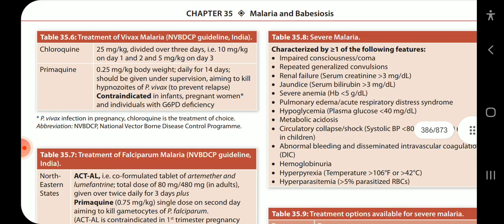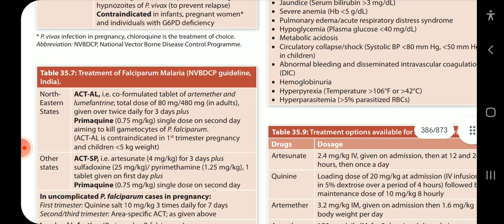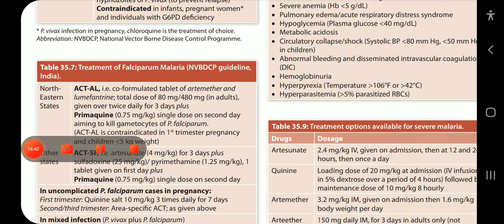Now, in this table, we see the treatment of vivax malaria. Chloroquine 25 mg per kg divided over 3 days, that is 10 mg per kg on day 1 and 2 and 5 mg per kg on day 3. Primaquine 0.25 mg per kg body weight daily for 14 days should be given under supervision, aiming to kill hypnozoites of Plasmodium vivax to prevent relapse. Contraindicated in infants, pregnant women, and individuals with G6PD deficiency.